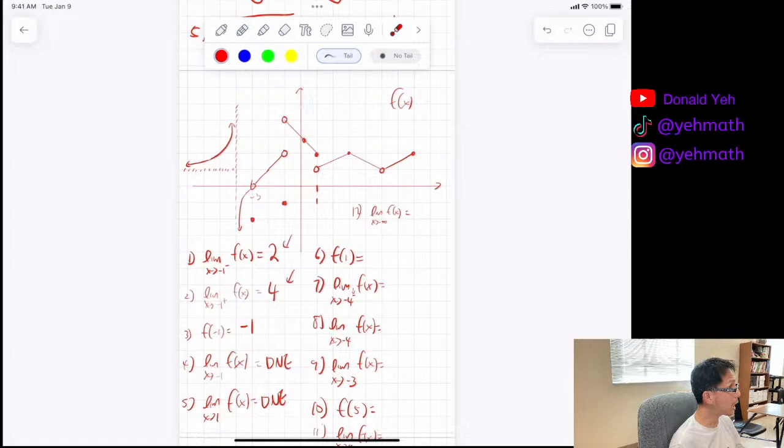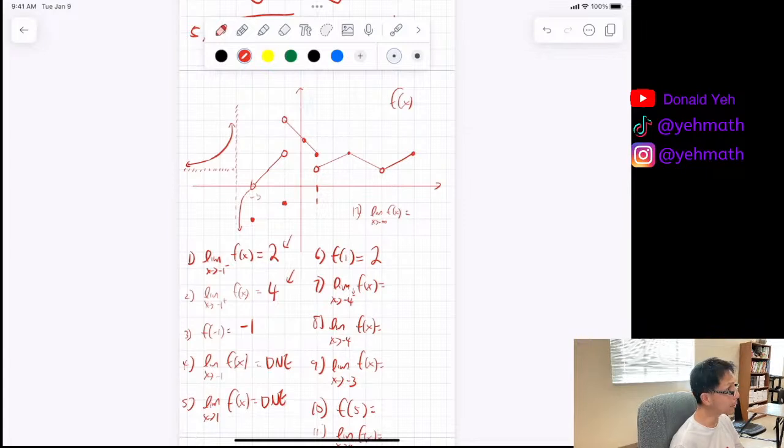Okay. Elaine, f of 1. Number 6. Huh? f of 1. Nope, it's not 1. Madeline? 2 is good. 2 is a good answer, because of the solid dot.